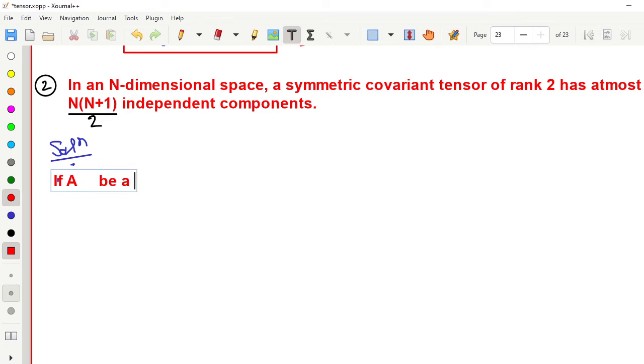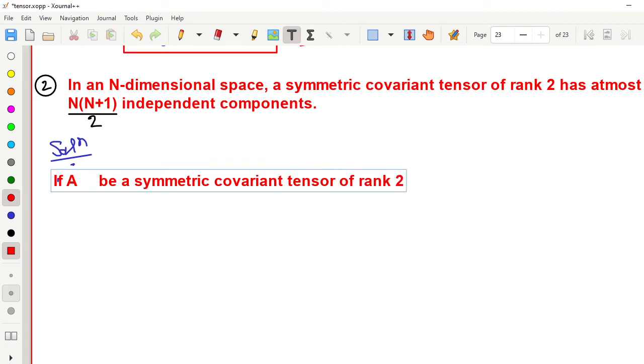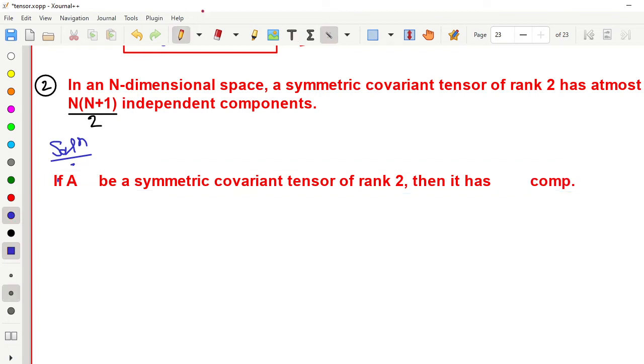তুমি কোভ্যারিয়েন্ট নিয়ে নাও, aij be a symmetric covariant tensor of rank 2. টোটাল কতগুলো কম্পোনেন্ট আছে, then it has n square components. But আমি জানতে চাইছি ইন্ডিপেন্ডেন্ট কয়টা। Try to understand the problem. How many components all of us know, but I want to know how many independent components are there.